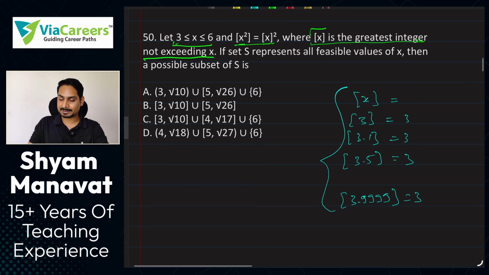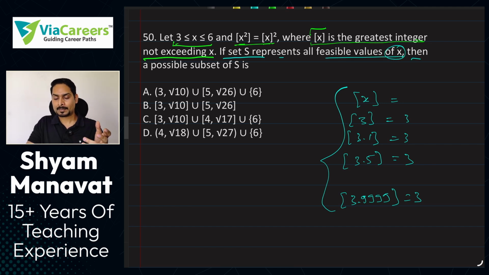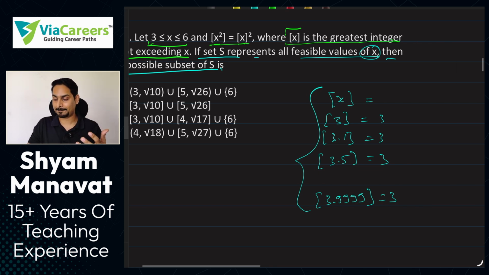Okay, now this is given to us. Now here it says, if set S represents all the feasible values of x, x के जितने भी feasible value it represents, then what is the possible subsets of S? So here what are the possible values? What you can get in S, the set S, that's what we need to define.